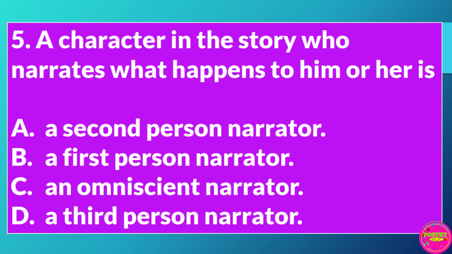Question 5. A character in the story who narrates what happens to him or her is A. A second-person narrator, B. A first-person narrator, C. An omniscient narrator, D. A third-person narrator. The correct answer to this question is B. A character in the story who narrates what happens to him or her is a first-person narrator.